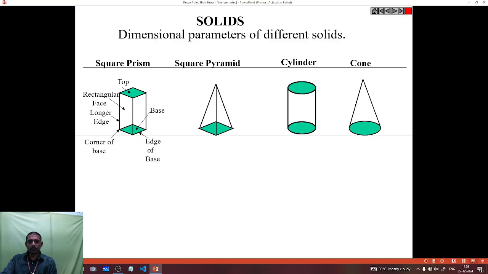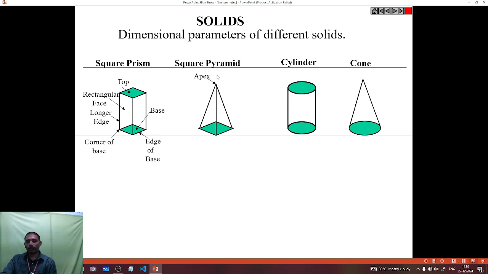See the points. This is a top face, this is a rectangle face, this edge is the longer edge, this is a corner of the base, this is the edge of the base, this is the base. So this is called a square prism, followed by the key terms.